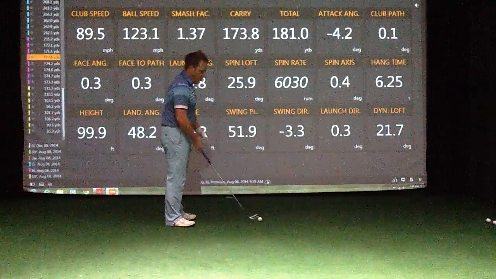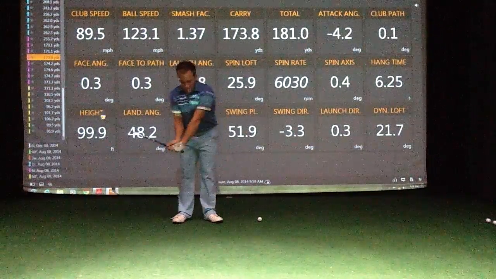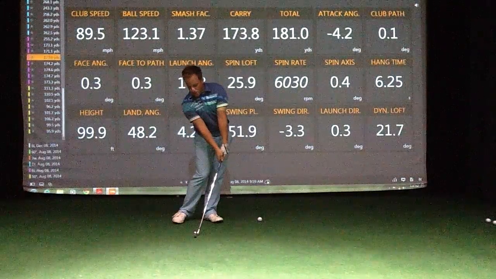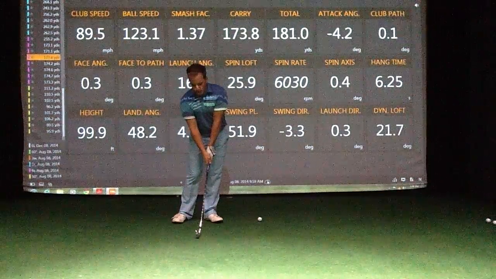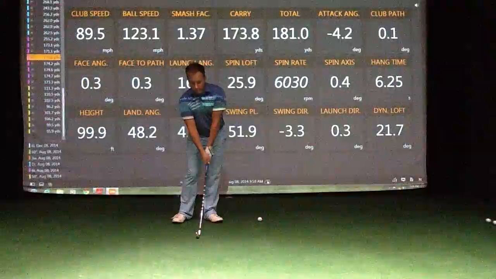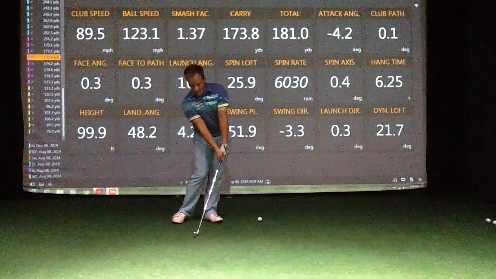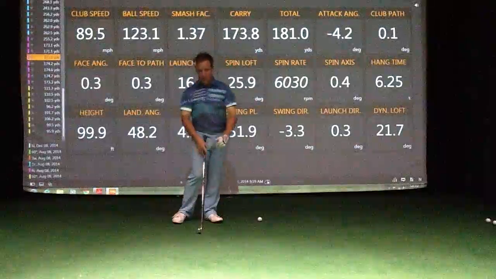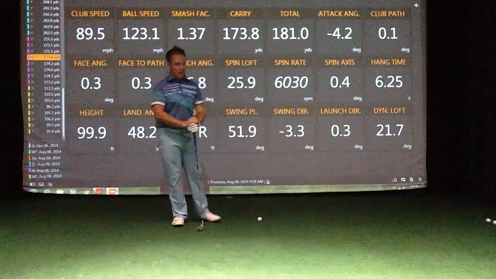And the dynamic loft is how much that face is basically bowed down at impact. So if this club was normally, we'll say 30 degrees, maybe its dynamic loft now is at 21. That shows that the player is de-lofting the face so that they can create max compression.